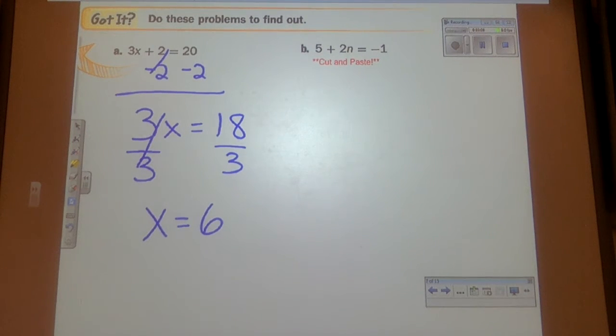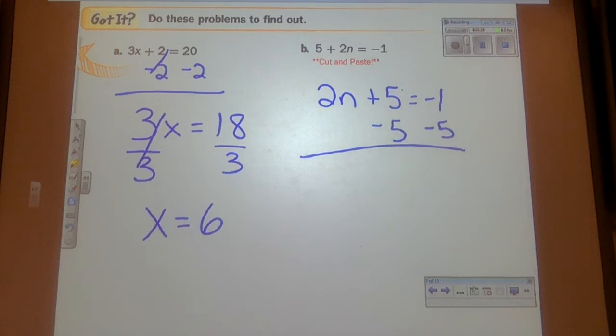On B, it says 5 plus 2n equals negative 1, and then it says cut and paste. If you like seeing the variable first, you can rewrite this equation as 2n plus 5 equals negative 1. This is just a preference if you would like to rewrite it. Now you could subtract 5 from both sides to undo our addition.